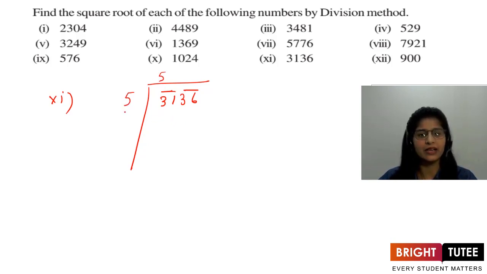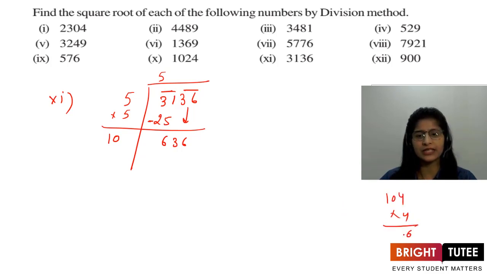5 5s are 25. So if we subtract, we are left with 6. Now we will copy 36. Double of 5 is 10. So let's think of a number that we place here. Let's try with 4. 4 4s are 16. 1 4 1s are 4. No, it is not coming.